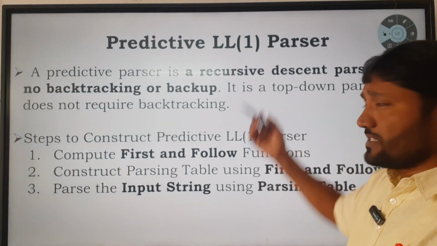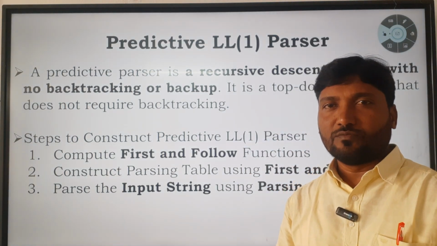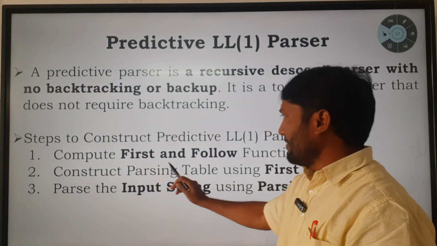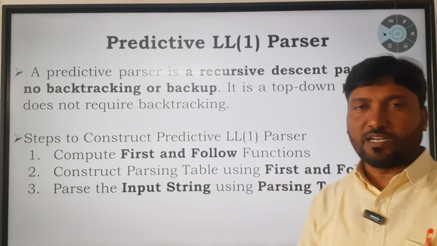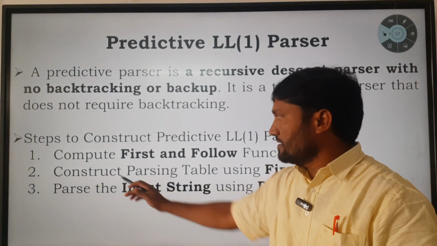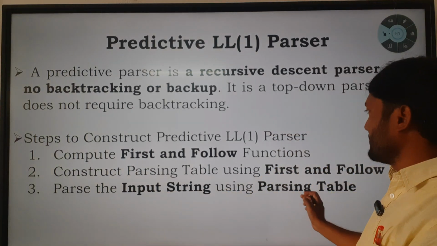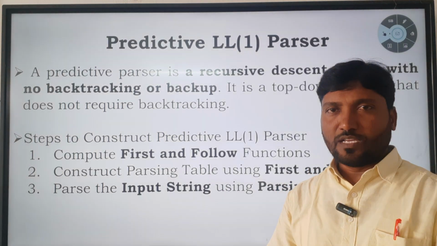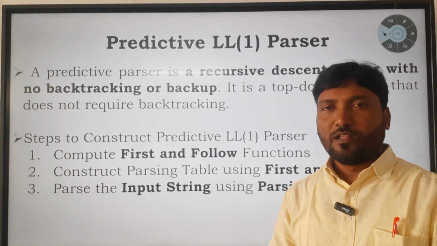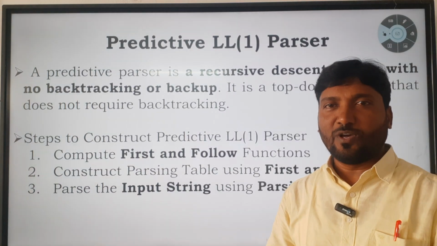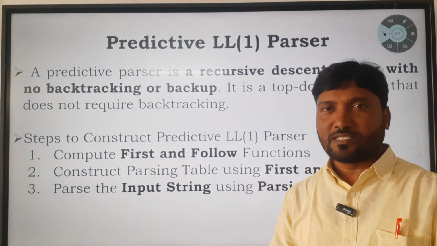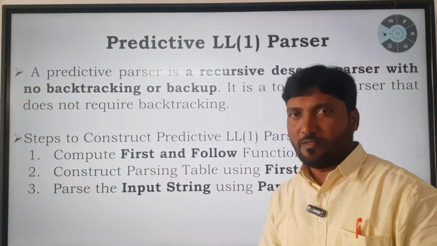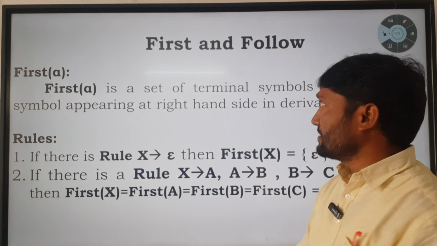To construct the predictive LL1 parser, we must follow 3 steps. The first one is to compute first and follow functions for the given context free grammar, the second one is to construct the parsing table by using first and follow, and the third step is to parse the input string. That means we must follow these 3 steps. Now, coming to the first step of the predictive LL1 parser.